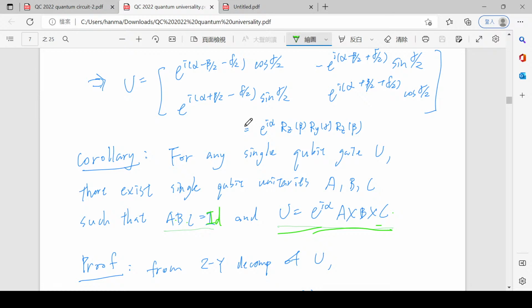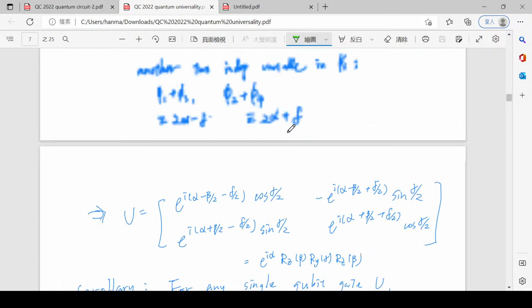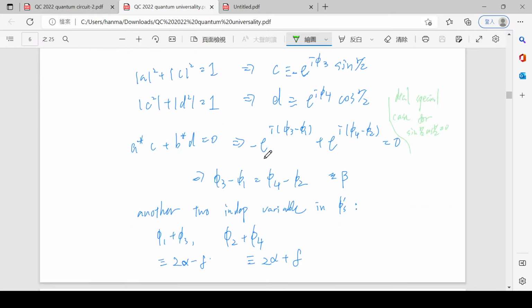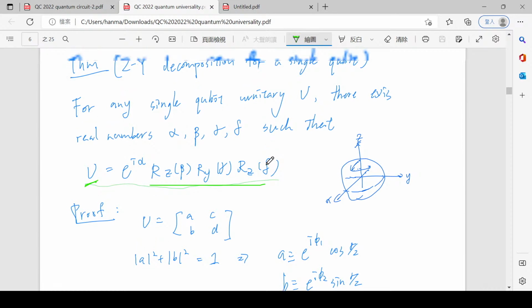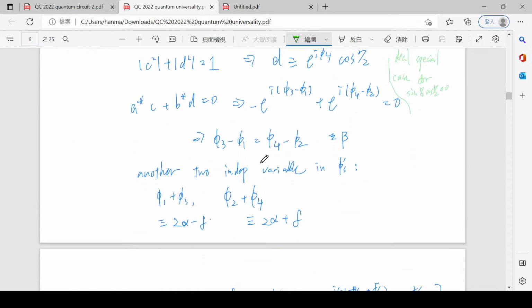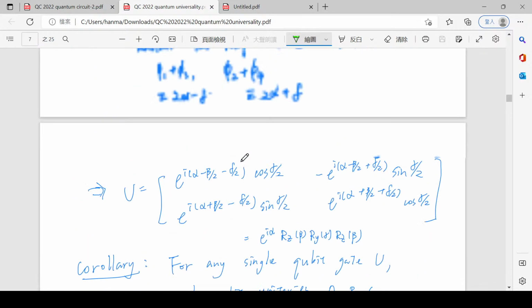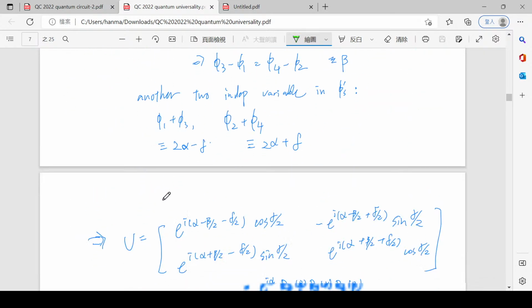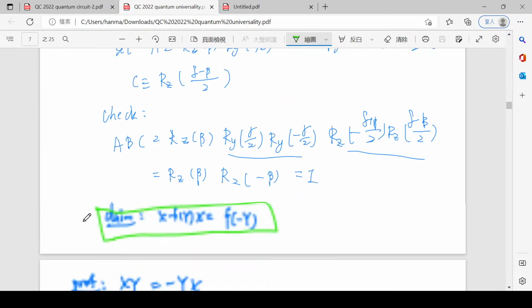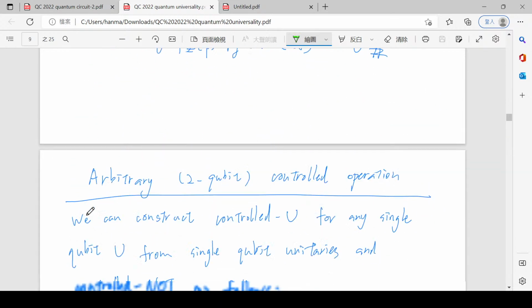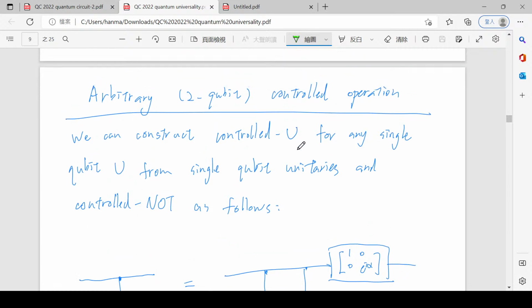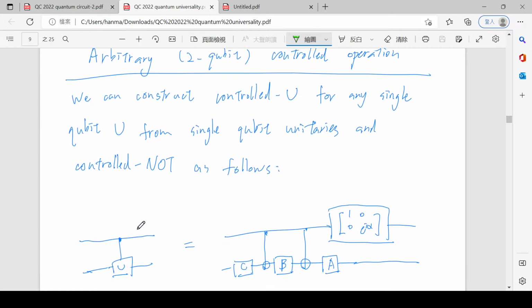And so that's decomposing any single qubit unitary into rotations. And this is actually setting up for other things. So we're actually setting up for two-qubit unitaries. And so let's jump a little ahead. So we are having that form actually because we want to set up for controlled unitary.